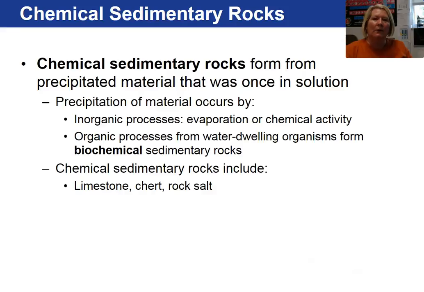Chemical sedimentary rocks form by precipitation out of water, and this can occur in two different ways: by inorganic processes such as evaporation or chemical activity, or by organic processes due to water-dwelling organisms, in which case you get a biochemical sedimentary rock. Examples of chemical sedimentary rocks include limestone, chert, and rock salt.